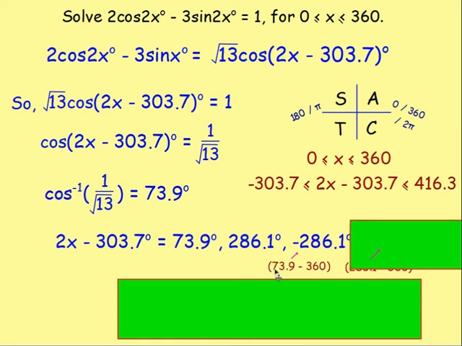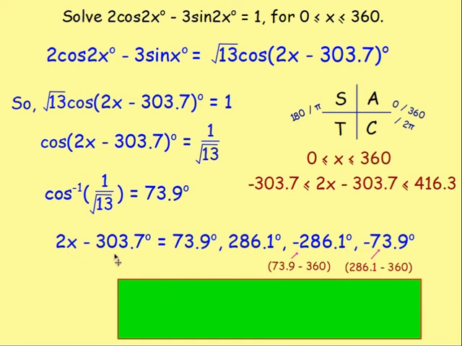If you do the 73.9 take away 360, you get negative 286.1. So that is in this range here, so that's fine. And if you do the 286.1 take away 360, you get negative 73.9, which again lies in this range. If you subtract 360 again, you don't get something in this range. And if you add 360 to these, then again, you don't have something in this range. So that is all the answers that you have.